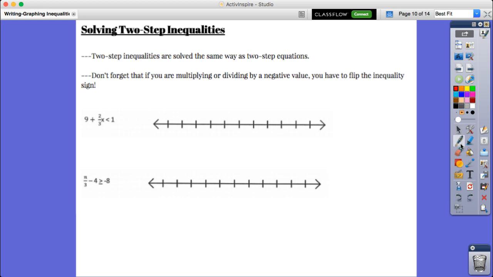Hello, you lovely students. So today we are going to work on solving two-step inequalities. And guess what? They work out almost the same way as two-step equations. So don't forget that if you're multiplying or dividing by a negative value, you have to flip the inequality sign.